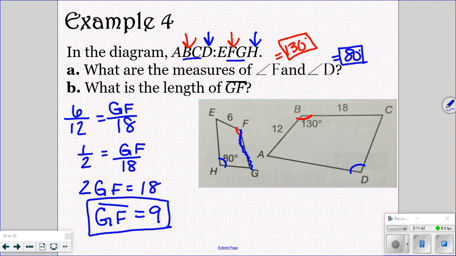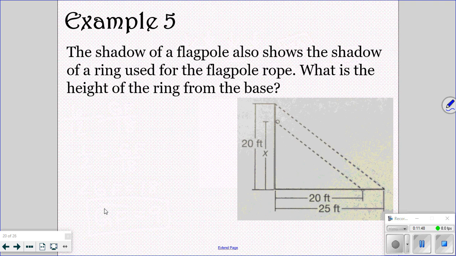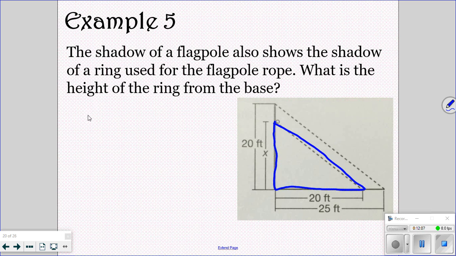So that's how you can use your ratios to solve for your angles and your sides. Now we're going to look at this one. We have 2 triangles, one little one and one bigger one. So if we start with this triangle, the height to the base, that's what we'll do for our ratio. So the height is X and the base length is 20.